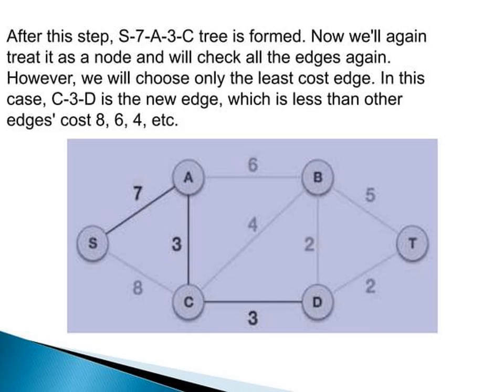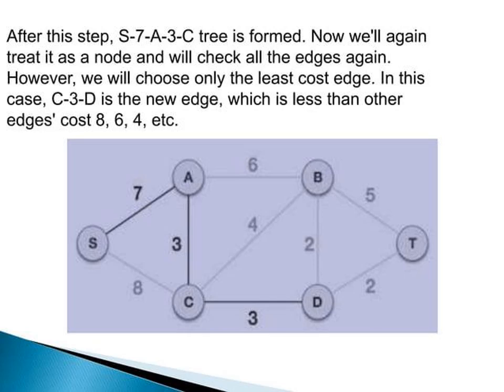Here our condition is that we need to visit all the vertices exactly once. So I choose D to B as the next edge. Again I take the adjacent vertices of A, C, D, B. The next minimum weight is 2, so I choose D to T, which is 2.